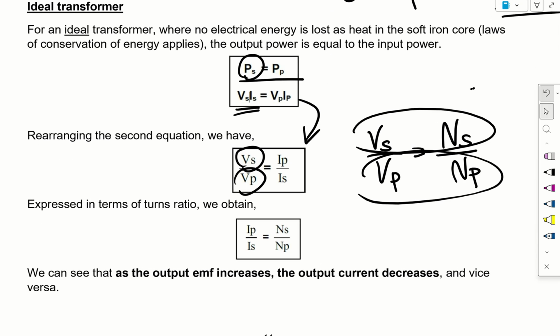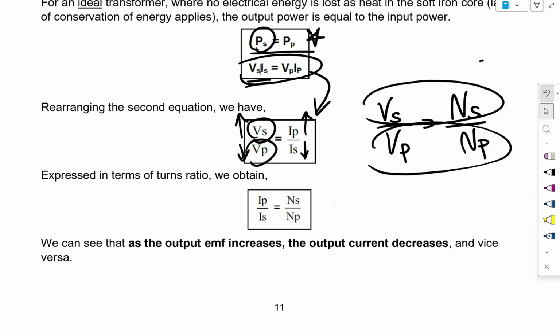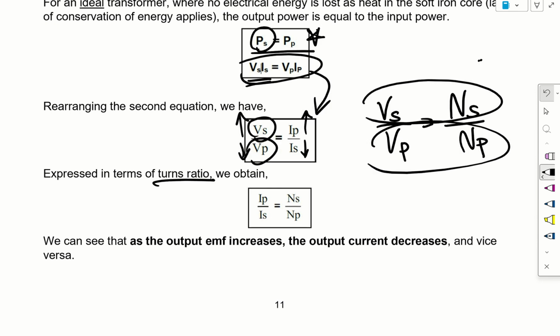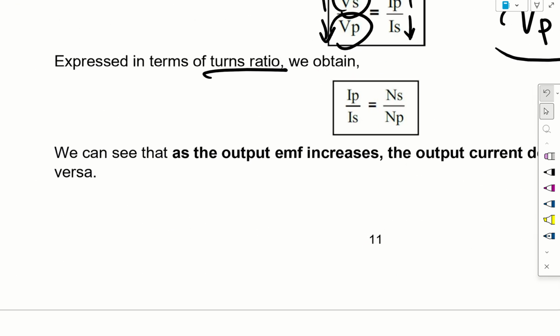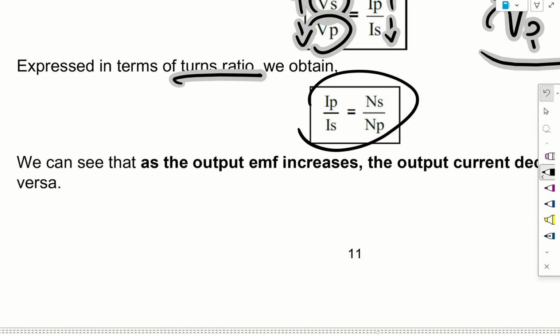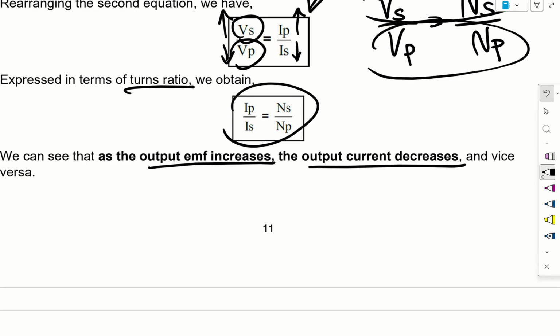But because the power is constant, very important, the power in the secondary is equal to the power in the primary. Therefore, we have this relationship, and therefore if my Vs is large, then my Is is low. If my Vp is low, my Ip is large. Expressed in terms of turns ratio, what is turns ratio? It is Np over Ns. In terms of turns ratio, we have this relationship. We can see that as the output EMF increases, the output current decreases, and vice versa.